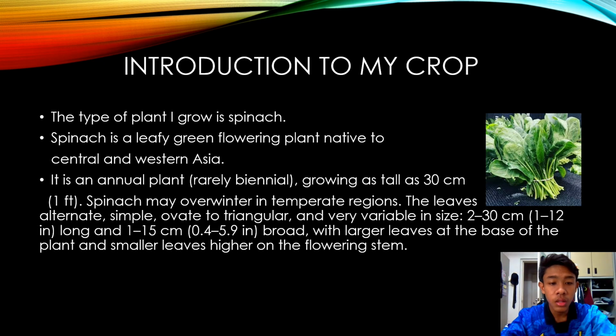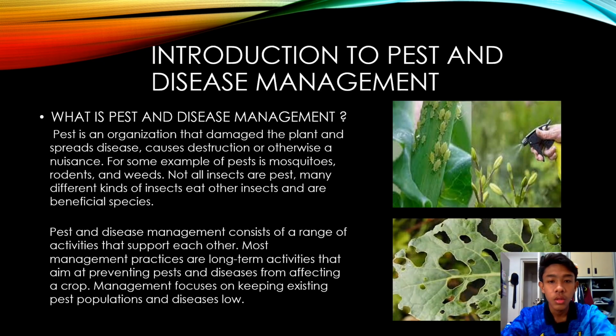The leaves are alternate, simple, ovate to triangular, and very variable in size, 2 to 30 centimeters long and 1 to 15 centimeters broad, with larger leaves at the base of the plant and smaller leaves higher on the flowering stem.